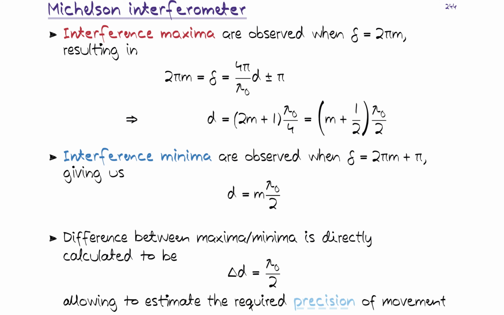Interestingly enough, this gives us a means to estimate how precisely we need to be able to move our mirror so that we can see interference fringes. We definitely need to be able to move things way more accurately than lambda over 2, because this is the separation between the nearest maxima and minima. So we need to move things in a pretty precise manner, on the order of a few nanometers, 5 or 10 nanometers, would be the required precision for moving the mirror.